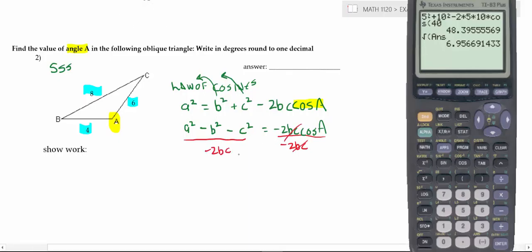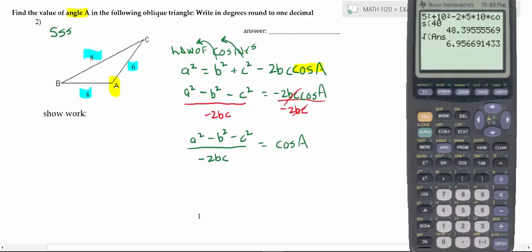All right, so I'm going to write down what I have. I have a squared minus b squared minus c squared all over negative 2bc is equal to the cosine of alpha. And then I can go ahead and just get everything plugged in and go to my calculator. So starting with this problem, be careful about everything now. So a is going to be 8. So I'm going to write that down. B is going to be the side opposite B, so B is equal to 6. And then C is going to be opposite C, so C is going to be 4.